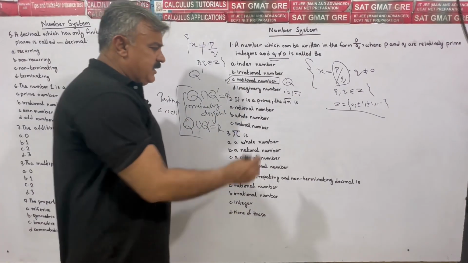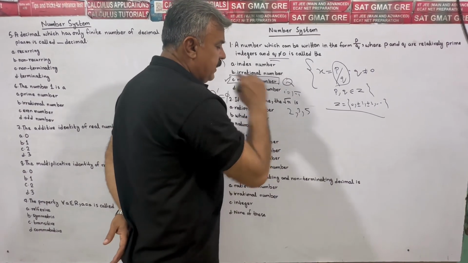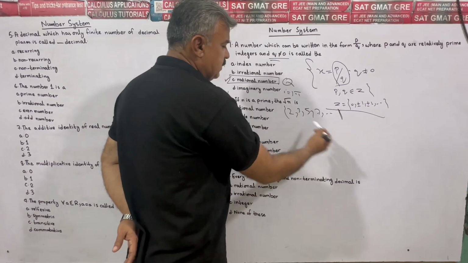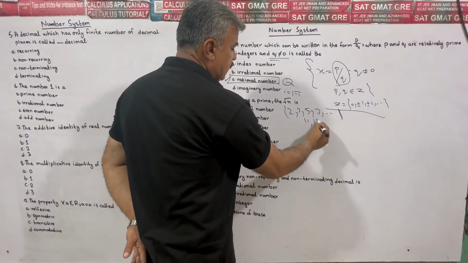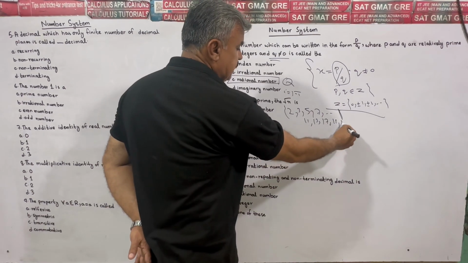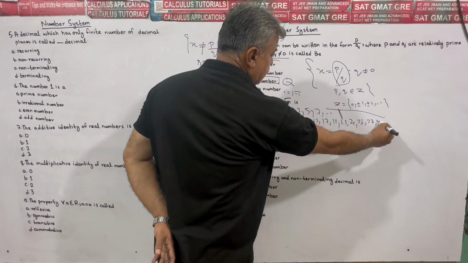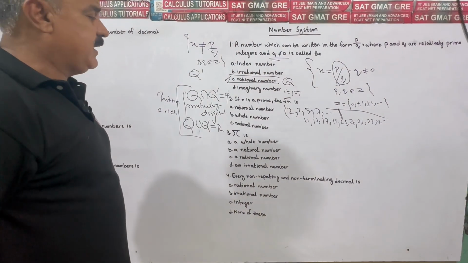Moving one step further, a prime number, a number that has exactly two divisors. These are prime numbers: 2, 3, 5, 7, 11, 13, 17, 19, 23, 29, 31, 37, 41, and so on.